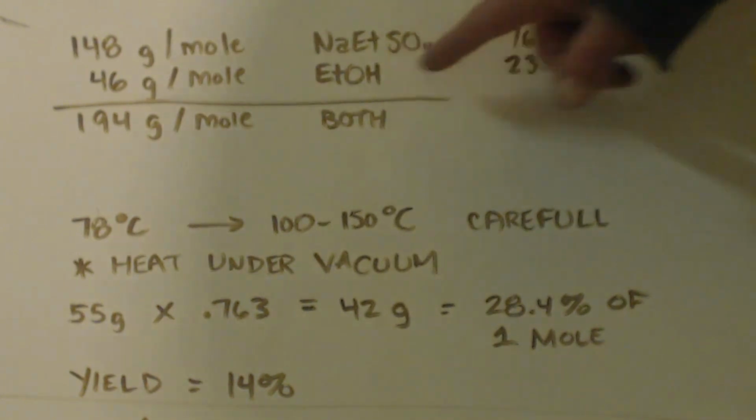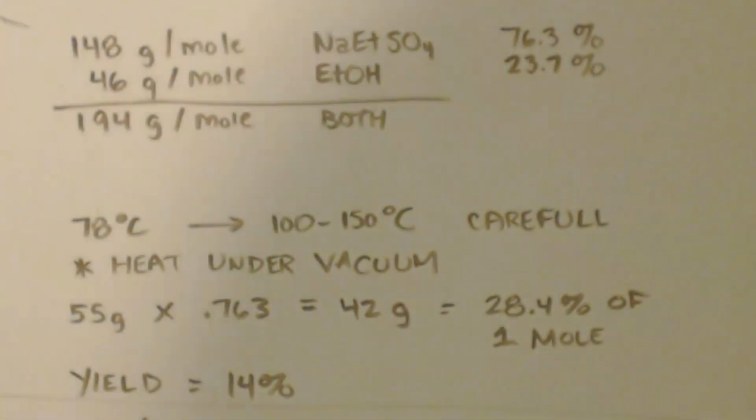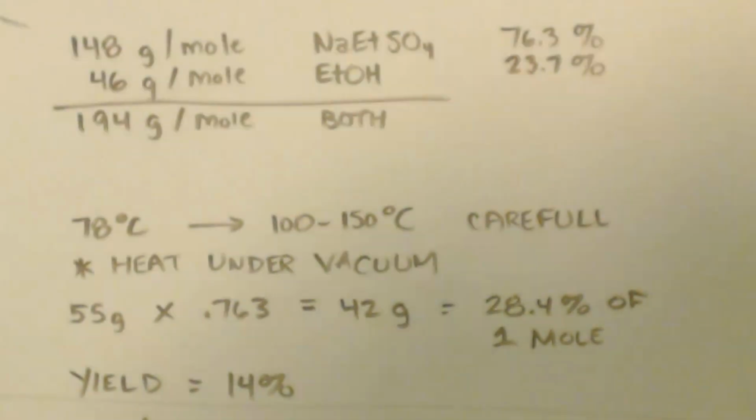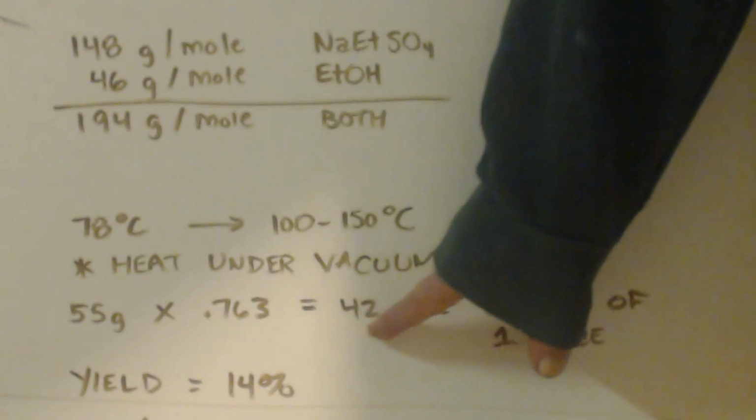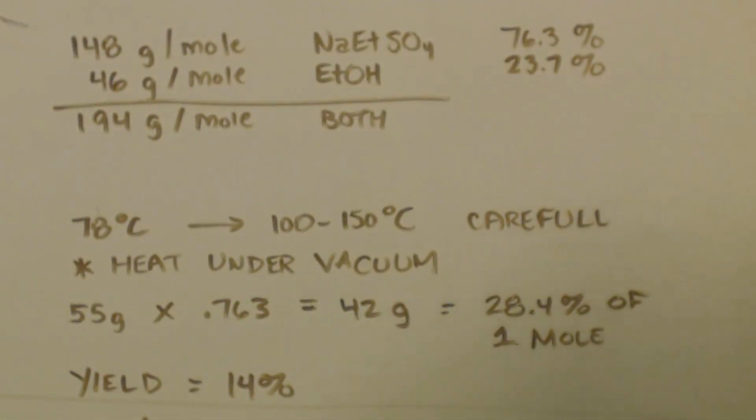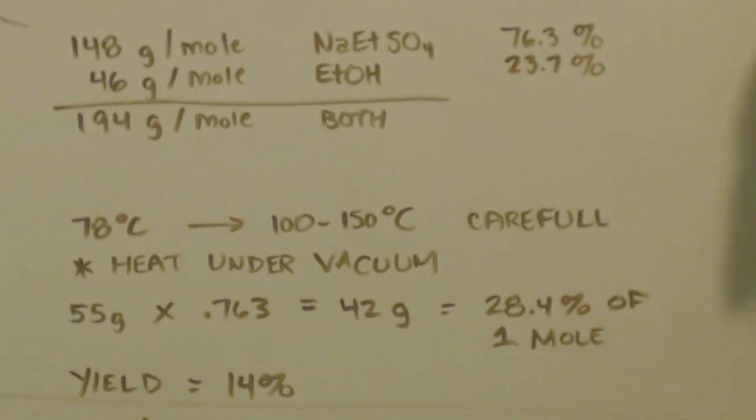Almost 24% is that, and 76% is that. So I multiply by that to see that if there is ethanol crystallization in there, only 42 grams of this is my actual product. The other, 8, 5 is 13. The other 13 grams is ethanol.